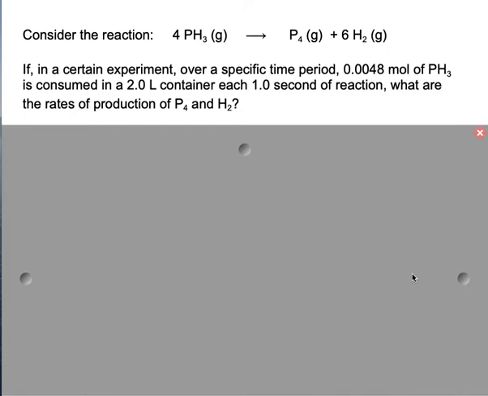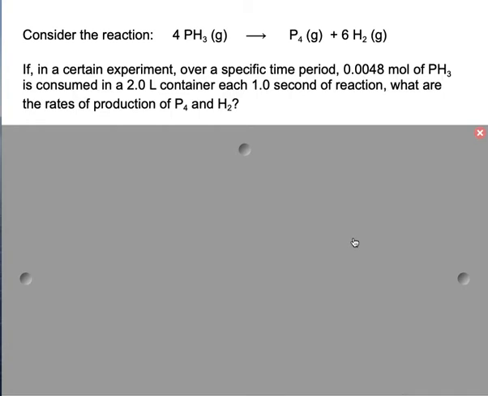So let's do an example where we calculate the rate of reaction relative to different components in the reaction. In this reaction, 4 moles of phosphine gas decompose to form 1 mole of phosphorus gas and 6 moles of hydrogen gas. If in a certain experiment over a specific time period, 0.0048 moles of PH3 is consumed in a 2-liter container for each 1 second of reaction, what are the rates of production of P4 and H2?